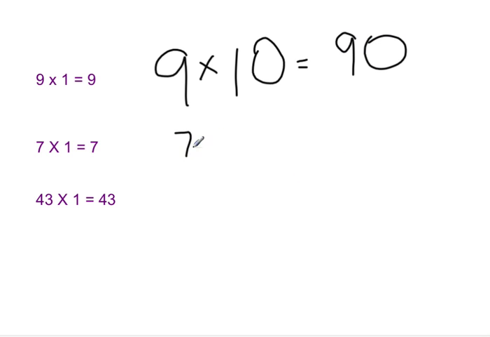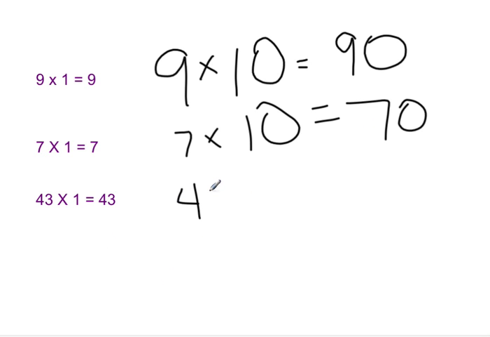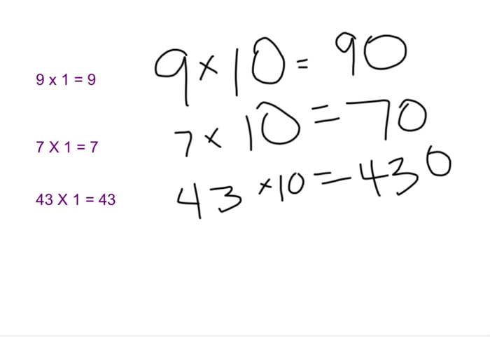If I did 7 times 10, the answer is 70. And if I did 43 times 10, my answer is 430. Did anybody notice what's happening when we multiply these numbers by 10? Basically, we get the same answer as the first time, except we're adding a 0 to our ones column. We're multiplying one number 10 times itself, so we add the number 0 to our answer.